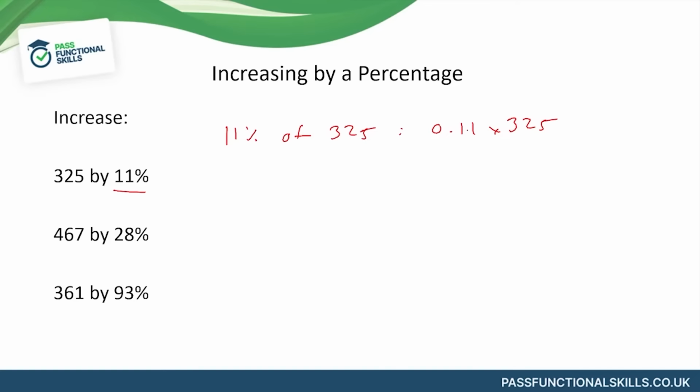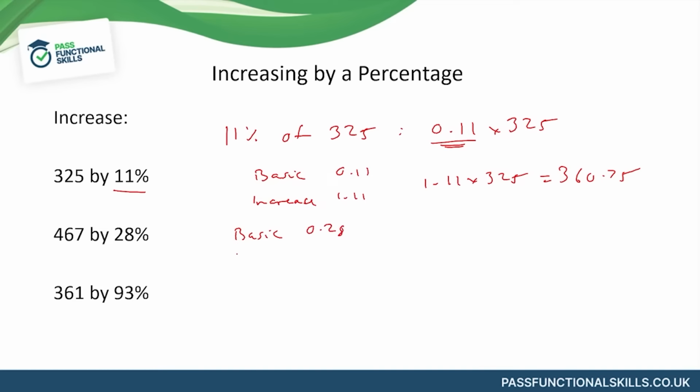But even better, instead of using this basic percentage multiplier, use a different multiplier, the multiplier for a percentage increase. So the basic multiplier is 0.11, but for an increase, add 1: 1.11. So 1.11 times 325 will automatically take you to the final answer. 1.11 times 325 is 360.75.